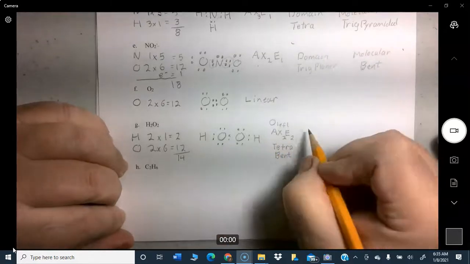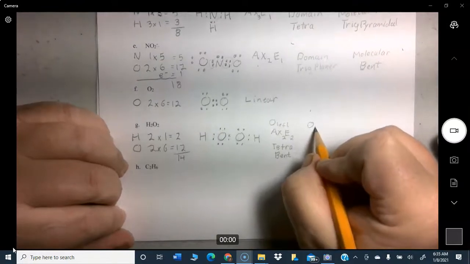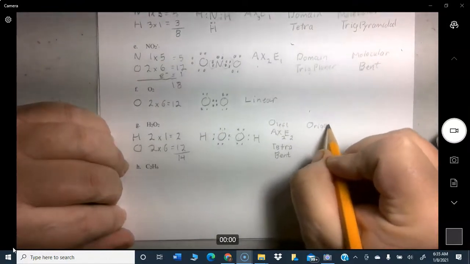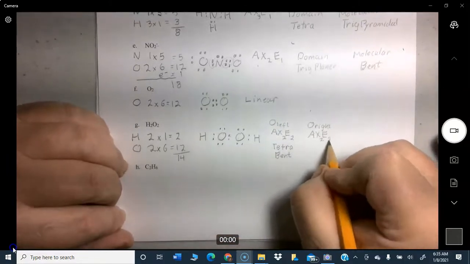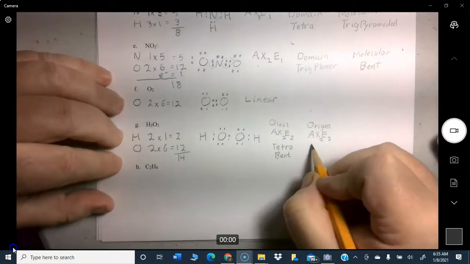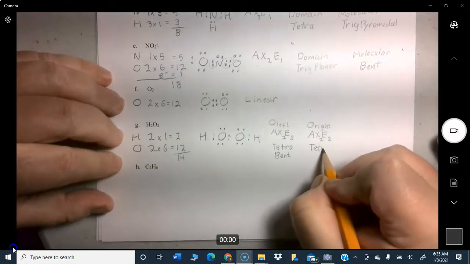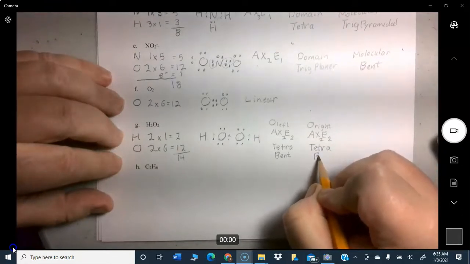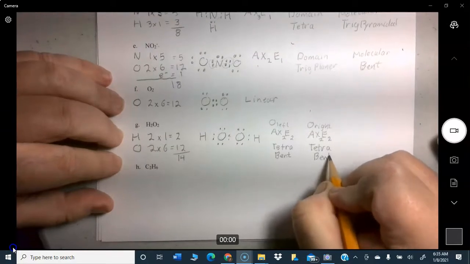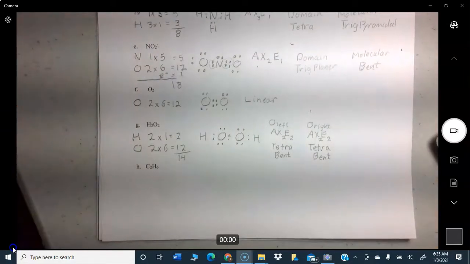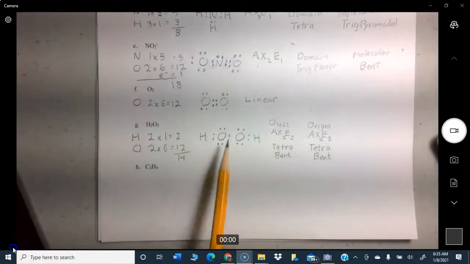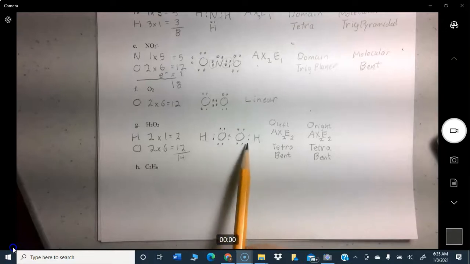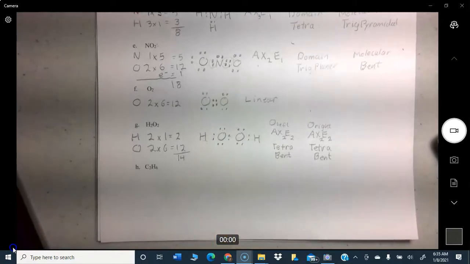Okay, the oxygen on the right is exactly the same except flipped over. It's also tetra and bent. Now, how is it bent? That's a little more complicated, but what these 2 are going to want to do is be as far away from each other as possible. So again, it goes to repulsion, and wanting to be as far away from each other as possible.